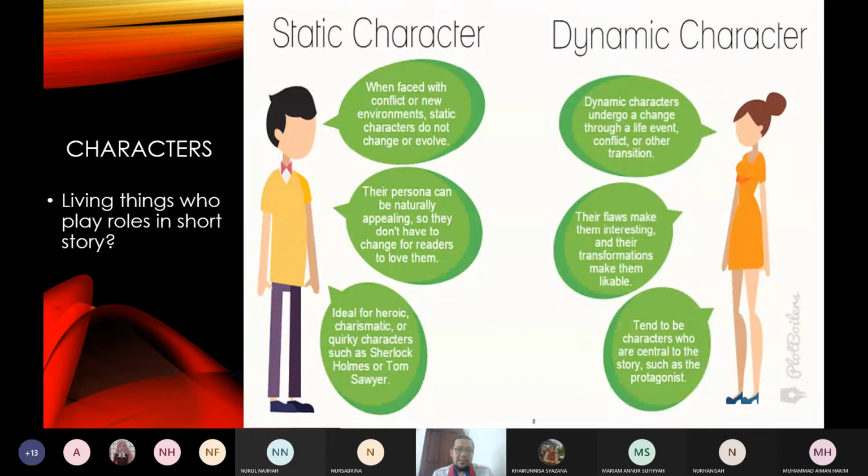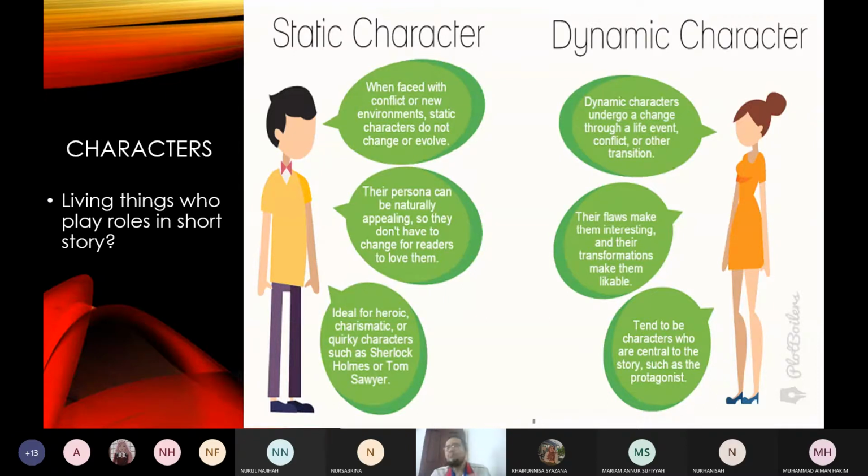Adakah character tu static ataupun dynamic? Static maksudnya dia tak berubah, dynamic dia berubah lah. Alright, dan tak semestinya static tu negatif, dynamic tu positif, tak. Dia sekadar cakap static tu tak berubah. And dynamic dia ada perubahan. Perubahan mungkin awal cerita dia lain karakter dia, at the middle dia lain, and at the end of the short story dia lain.